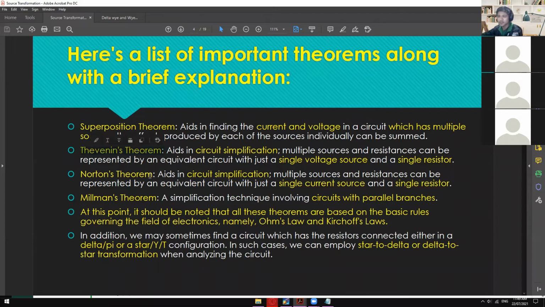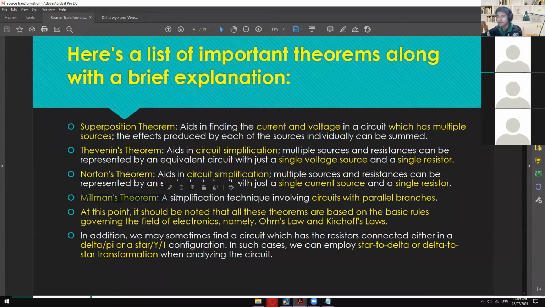So Thevenin's theorem and then Norton's theorem. This will give you a simplified circuit. Thevenin's theorem will give you a series connection, and Norton's theorem will give you a parallel connection, but of course, with a single resistor. That's just their similarities. The rest, they differ when it comes to sources. Thevenin's uses a voltage source, and Norton's uses a current source.